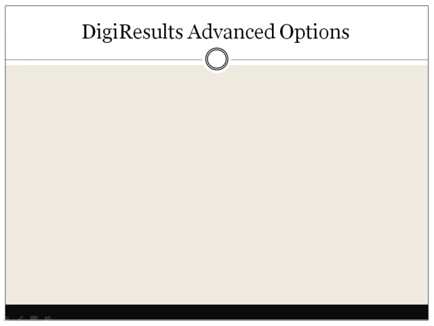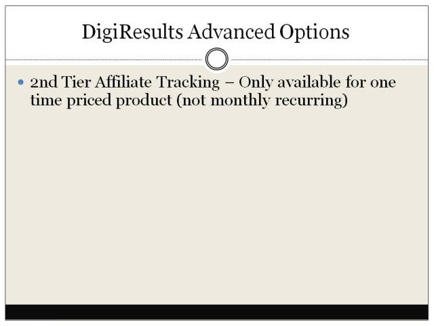Let's talk about the DigiResults advanced options so you know what to expect and what they provide. Second tier affiliate tracking basically means that, let's say your affiliate promotes a product, they're going to get a commission. But if they refer somebody else who's an affiliate and they make a commission, then that first affiliate will basically make a commission every time the second affiliate makes a commission. So that's what we call second tier affiliate tracking. But be aware that this is only available for one-time priced products. This is not available for any type of recurring monthly product.